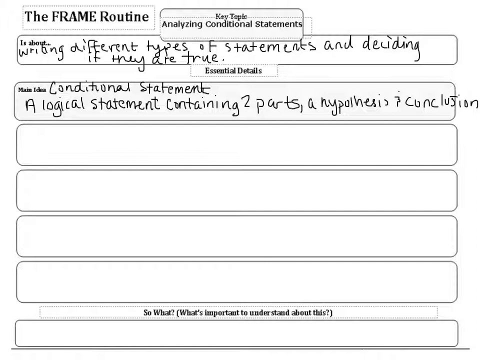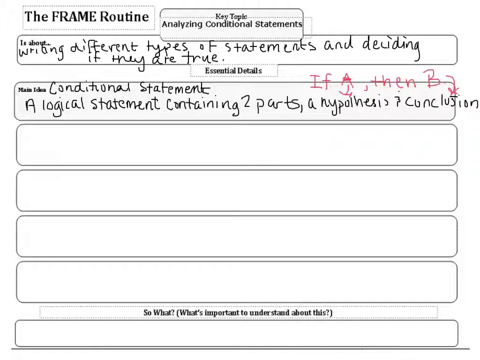So it's got a hypothesis and a conclusion. And the hypothesis is my if part. So I'm going to say if A, and A is my hypothesis, then B. And B is my conclusion. So I'll say if A, then B. So a conditional statement really has if and then in it. It's if something, and whatever that something is your hypothesis, then something else. And the then after that is your conclusion.